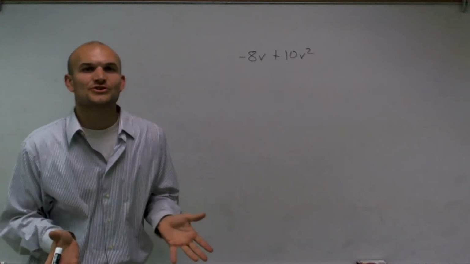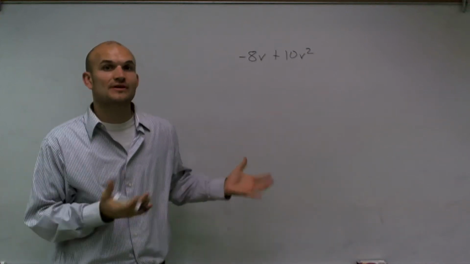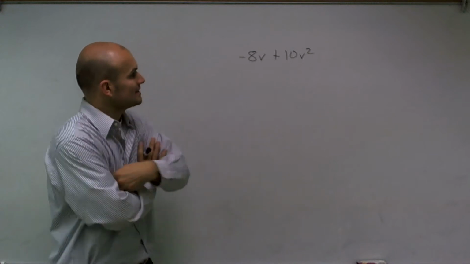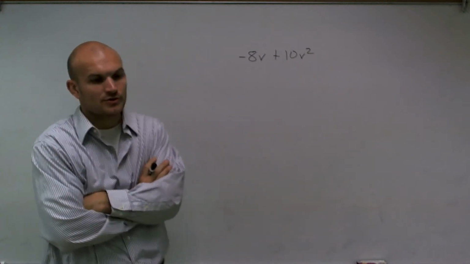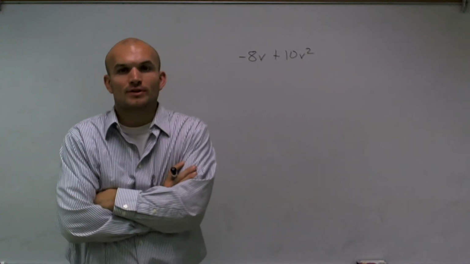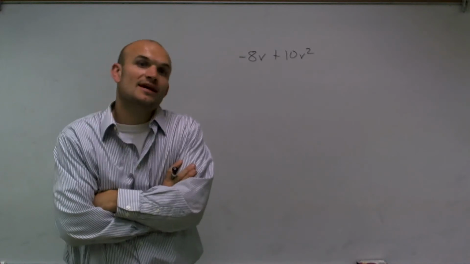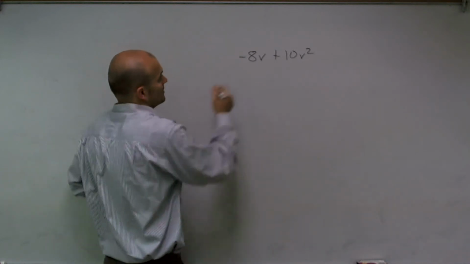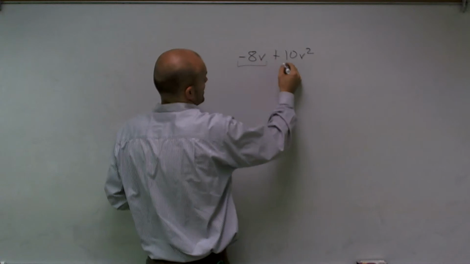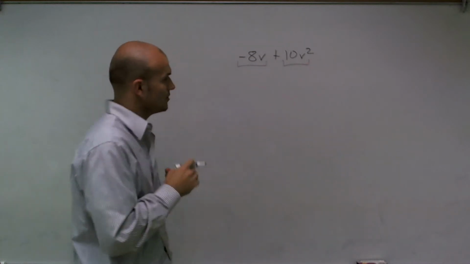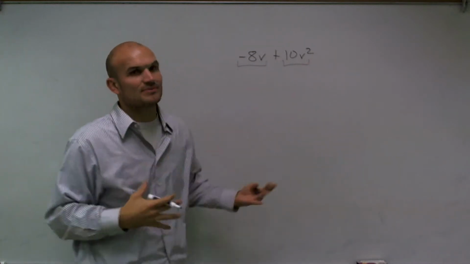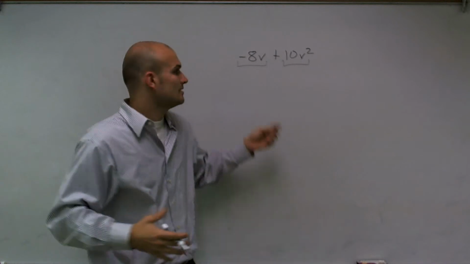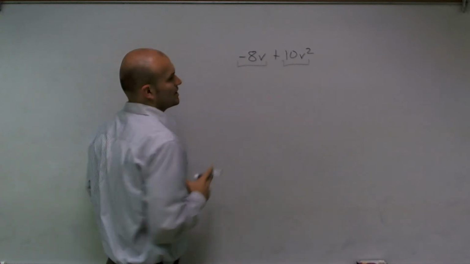Welcome. What I'd like to do is show you how to factor this expression by factoring out the GCF. So when we're looking at this expression, what we want to do is factor out the largest terms that go into both of my terms, both of my monomials. When I'm factoring something out, we're simplifying it by taking out what these share in common.